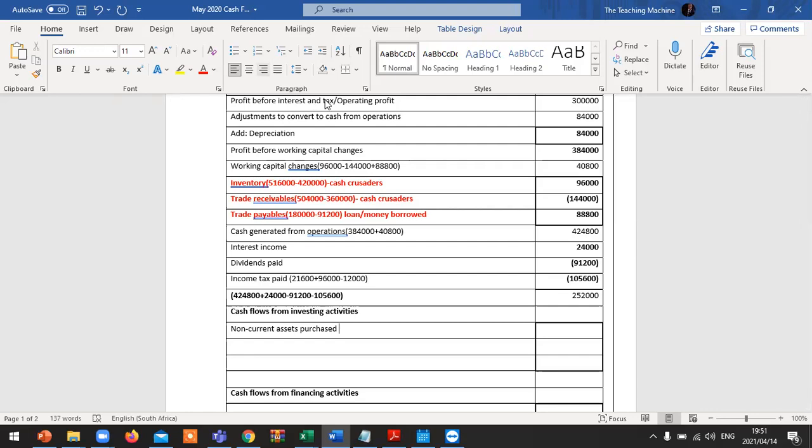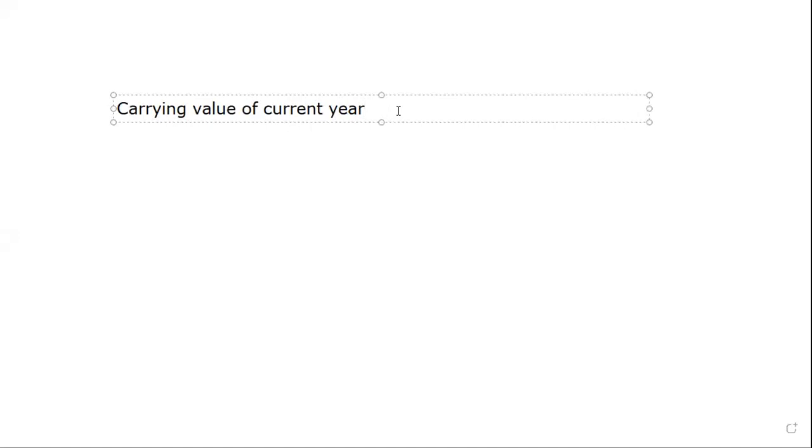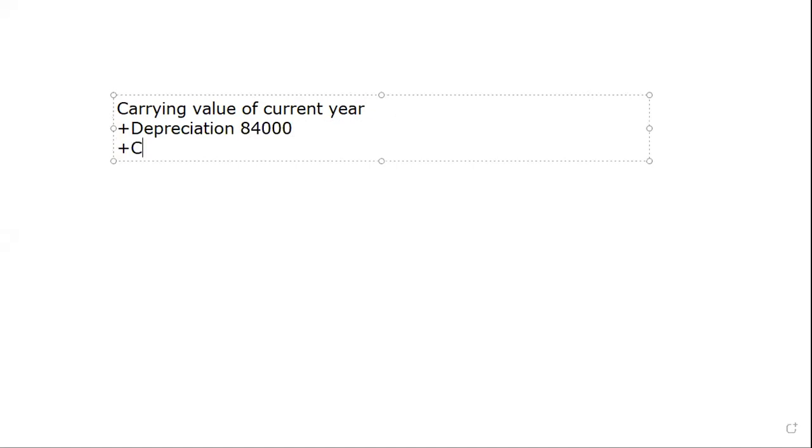Now we're going to use a whiteboard. Let me quickly share a whiteboard. So this is the formula. Carrying value of current year. What is it that you're going to add? The depreciation that we spoke about, I think it was 84,000 if I'm not mistaken, plus the carrying value of asset sold.